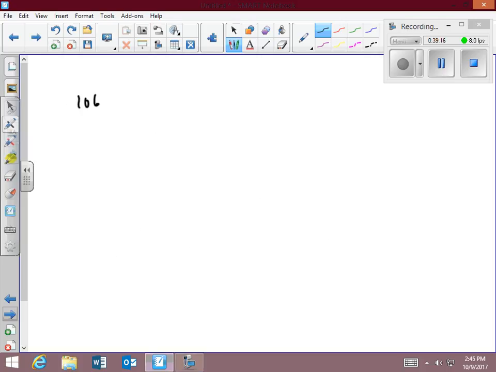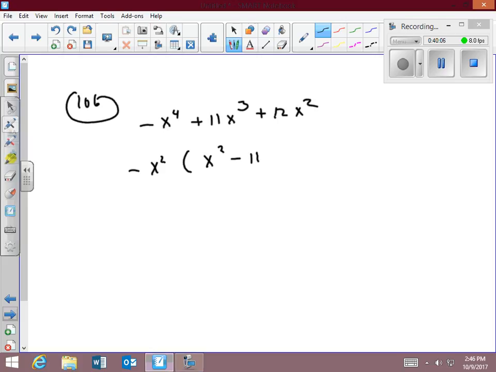106. Says negative x to the fourth plus 11x cubed plus 12x squared. Okay, it's a polynomial, descending order. Leading numerical coefficient is what? Negative. I want to get that out, so I'm going to be taking a minus sign out of there. Now, is there any other common factor to pull out? Negative x squared. There's an x squared, so a negative x squared comes out. Now then, that first term becomes a positive x squared. The second term becomes minus 11x. And the third term is a minus 12.